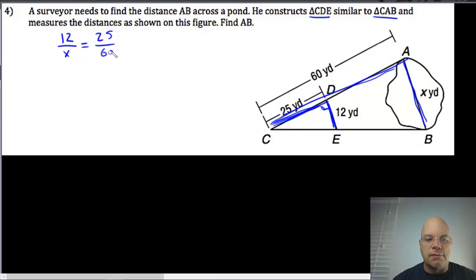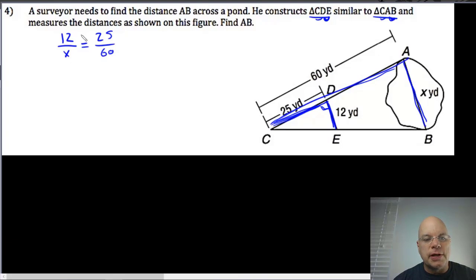We could also have figured out what the corresponding sides are from the similarity statement. So DE are the last two letters, AB are the last two letters. So that's how I know it should be 12 over x. And then CD are the first two letters, CA are the first two letters, and so 25 over 60.